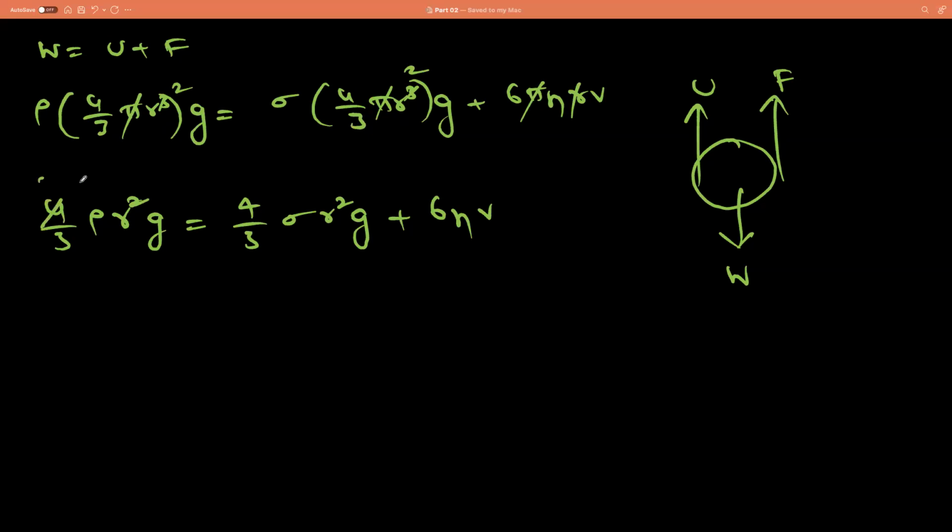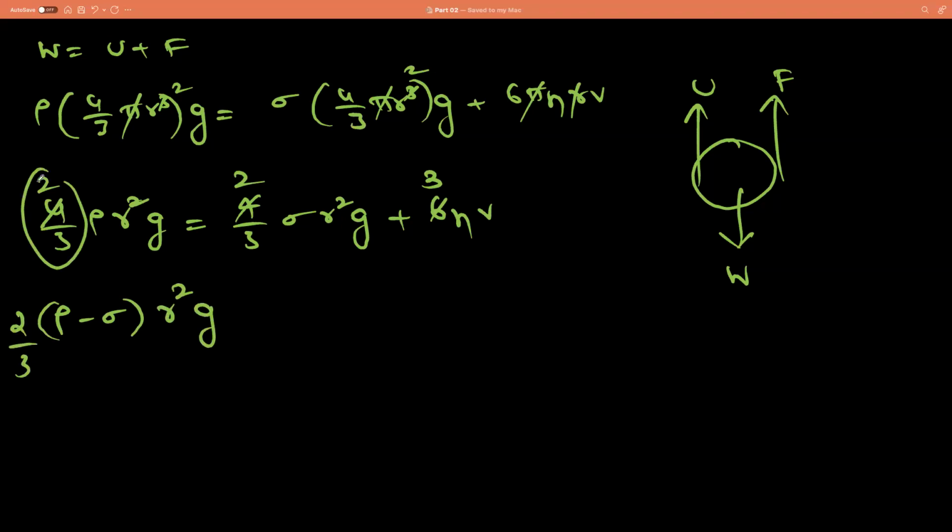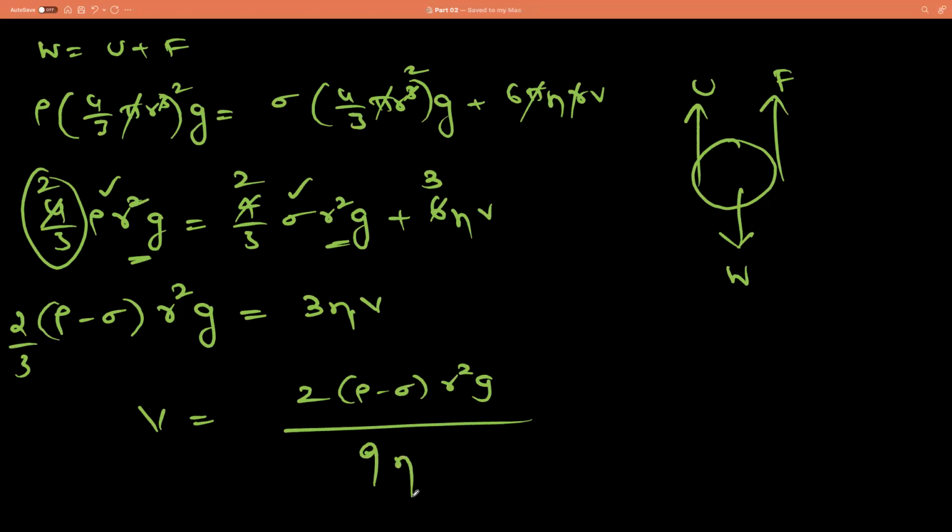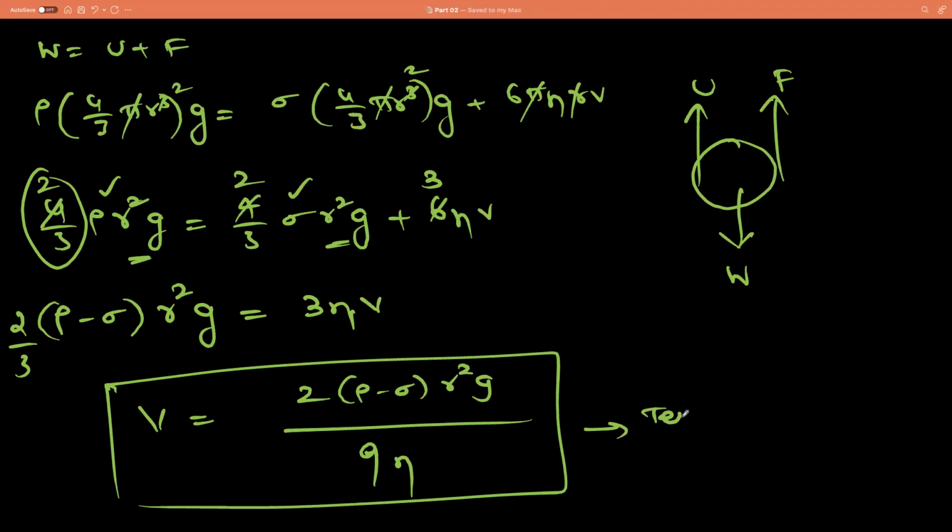So this will cancel two times, and this is going to be 3 times. So rho minus sigma into r square into g multiplied with 2 by 3. So 2 by 3 into rho minus sigma into r square g will be equal to 3 times eta into v. So v will be equal to 2 into rho minus sigma into r square into g, the whole divided by 9 times eta. And this is going to be the terminal velocity.